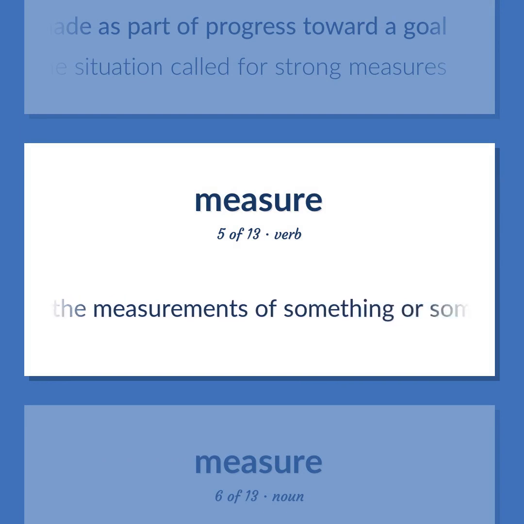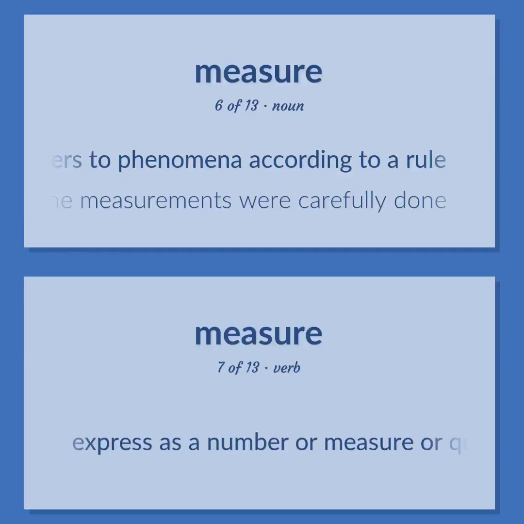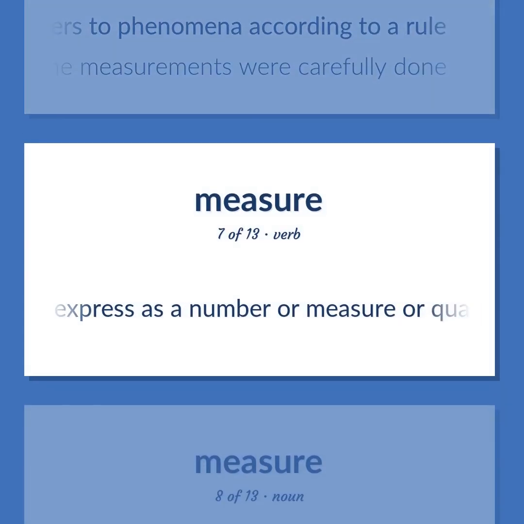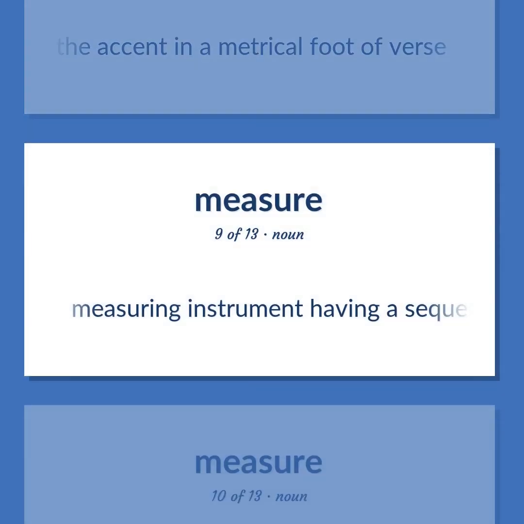Determine the measurements of something or somebody, take measurements of. The act or process of assigning numbers to phenomena according to a rule. The measurements were carefully done. Express as a number or measure or quantity. Prosody. The accent in a metrical foot of verse. Measuring instrument having a sequence of marks at regular intervals, used as a reference in making measurements.